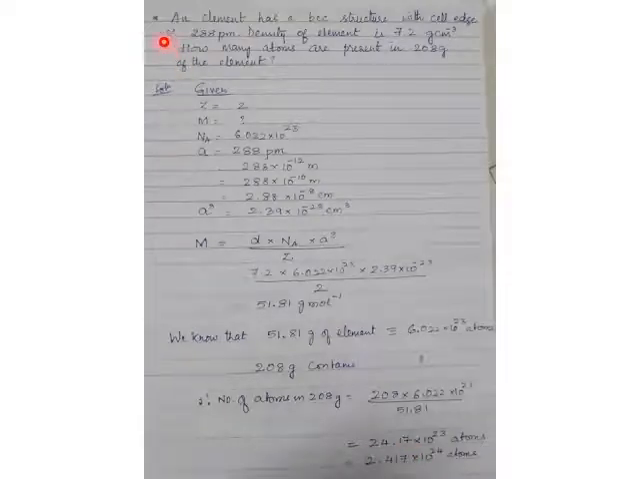One more numerical. An element has a BCC structure with cell edge of 288 picometer. Density of element is 7.2 gram per cm cube. How many atoms are present in 208 gram of the element? Many of the times in theory examination, they will ask this question for 2 marks and you will be asked to calculate the density.